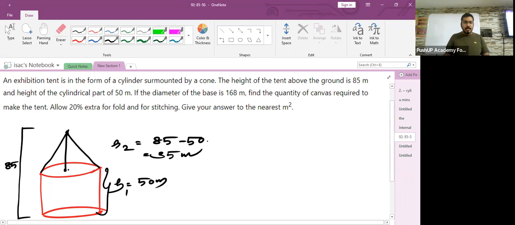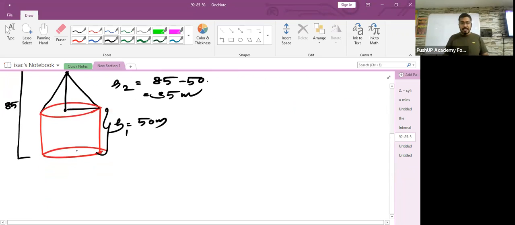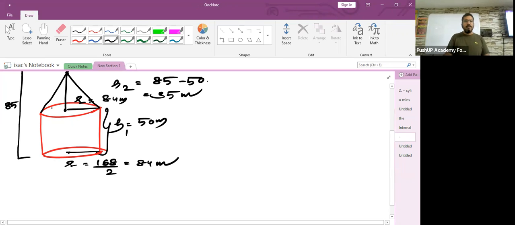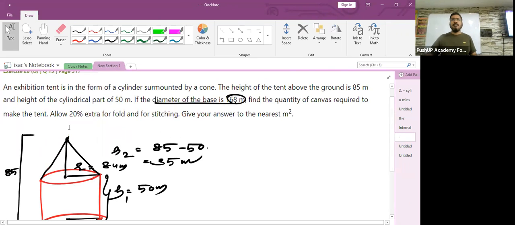Right? The radius of the cone will remain the same. How much is the radius of the base of the cone and the cylinder? 168, right? Sorry, 168 by 2. So I'll write here small letter r is equal to 168 by 2, and that is equal to 84 meters. Here also I will mention r is equal to 84 meters. Labeling is over.